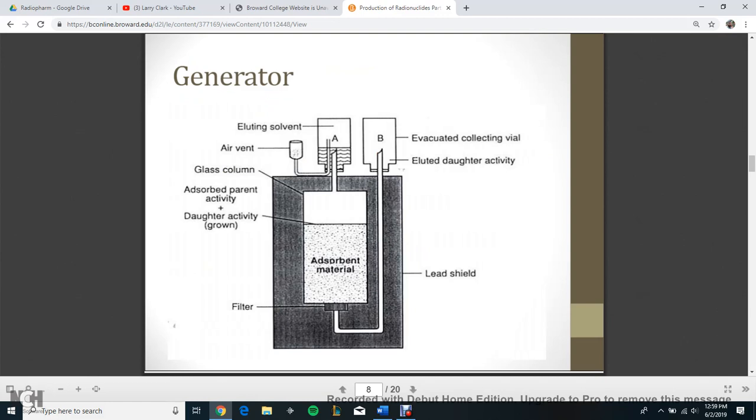Here we have an image of the generator with the eluting solvent up top and the air vent up top, and inside is the adsorbent material followed by the filter, and then attached up top is the evacuated collecting vial. So it is going to start with the eluate. It goes down through the adsorbed parent activity, then through the filter and up into the collecting vial, which holds the daughter activity, and the parent is all covered by the lead shield.